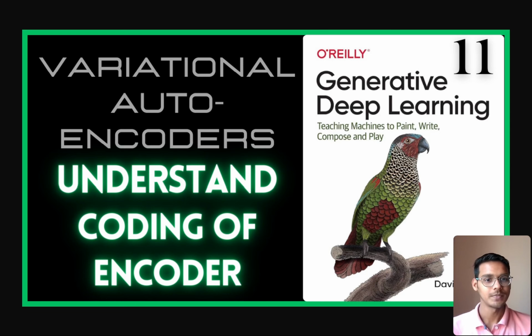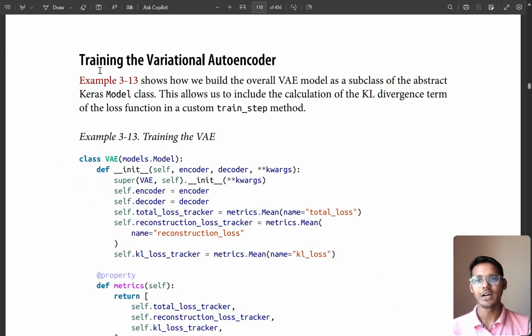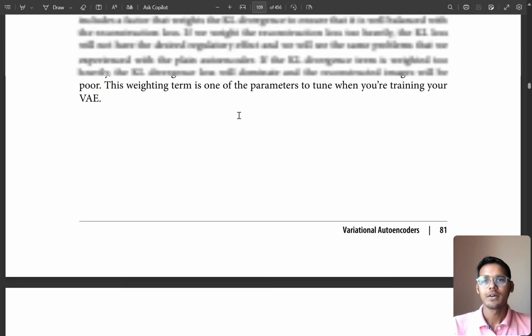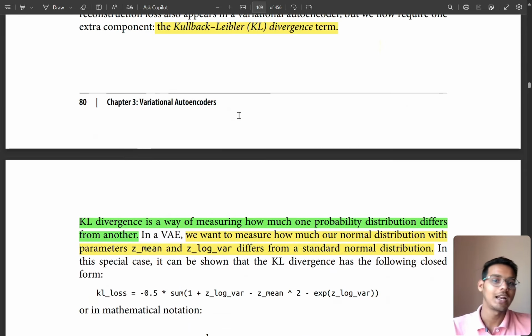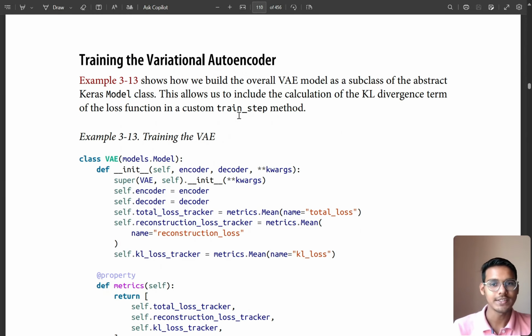So let's go to the main subject. We were seeing the training of the variational autoencoder. We have learned about the KL divergence in the last video. The link is in the description. Go and watch that if you haven't watched.